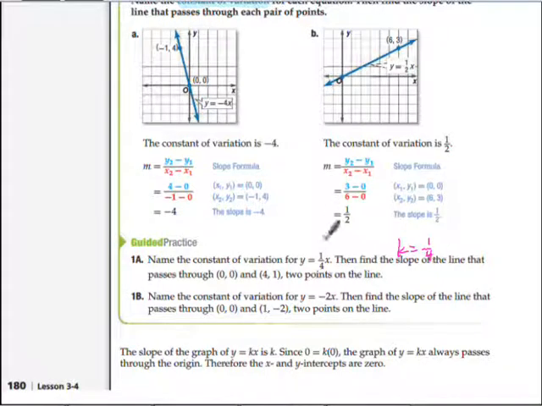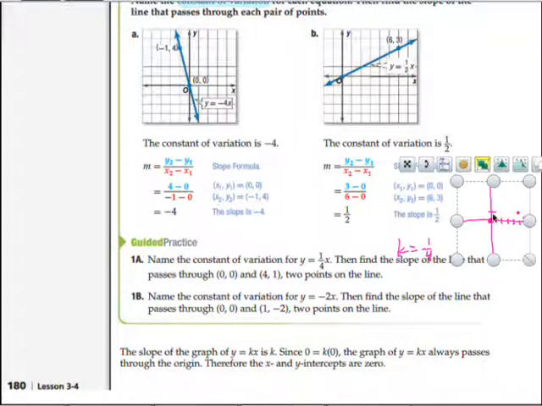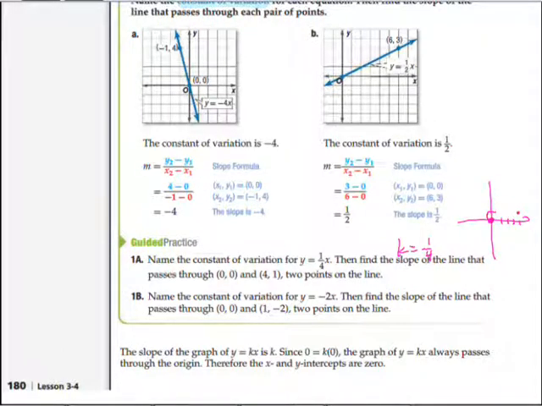That's all it is. Then find the slope of the line that passes through the points 0, 0, and 4, 1. So if we were to graph that, we would have 0, 0, and 4, 1 would be right there. 1, 2, 3, 4, and then 1. Well, if we were to look at the rise over run of that, it would be up 1, and then over 4. Up 1, and then 1, 2, 3, 4. And so the slope of that line would be 1/4.